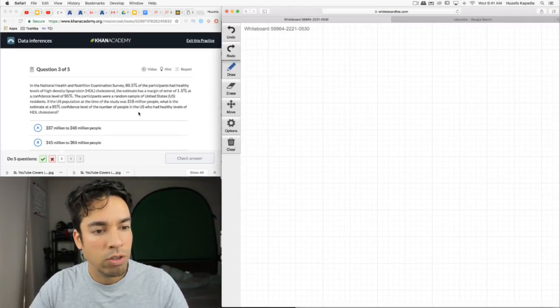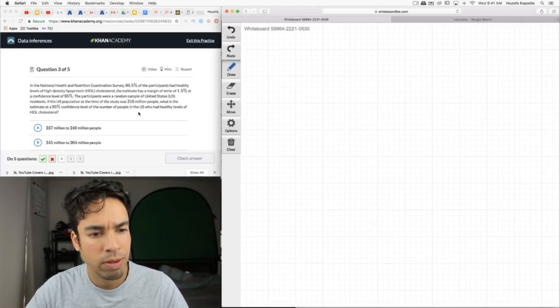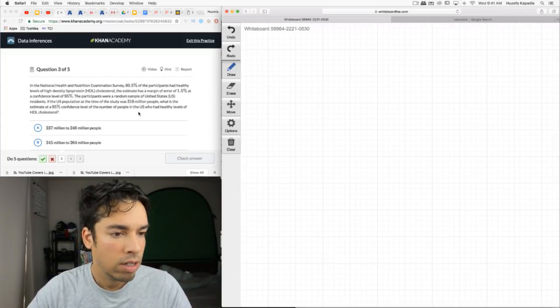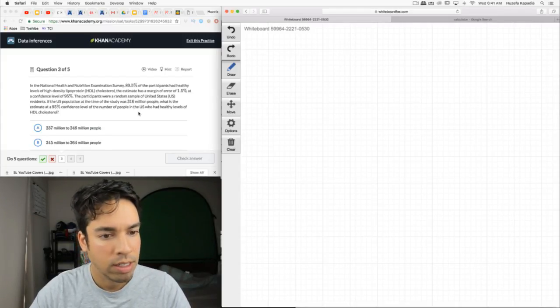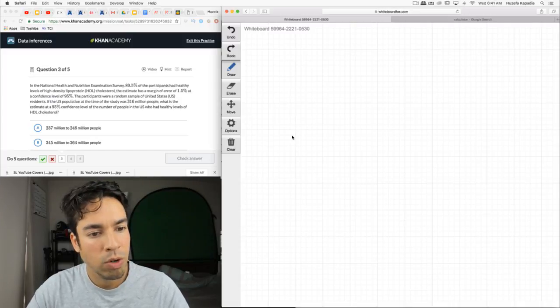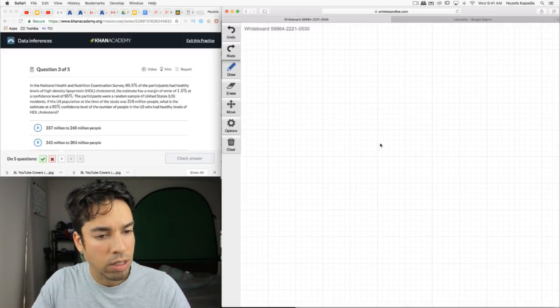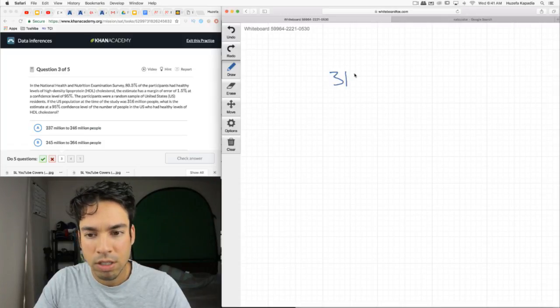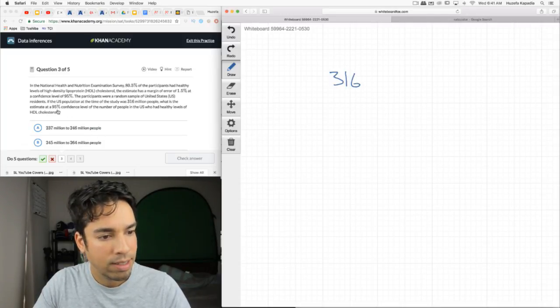All right, in the National Health Nutrition Examination Survey, 80.5% of the participants had healthy levels of high-density lipoprotein HDL cholesterol. The estimate has a margin of error of 1.5%, a confidence level of 95%. The participants were a random sample of United States residents. If the U.S. population at the time of the study was 316 million, what is the estimate at the same confidence level of the number of people in the U.S. who had healthy levels of HDL cholesterol?